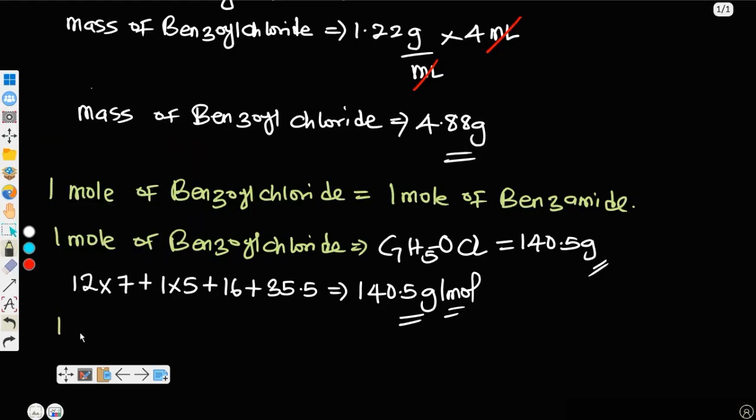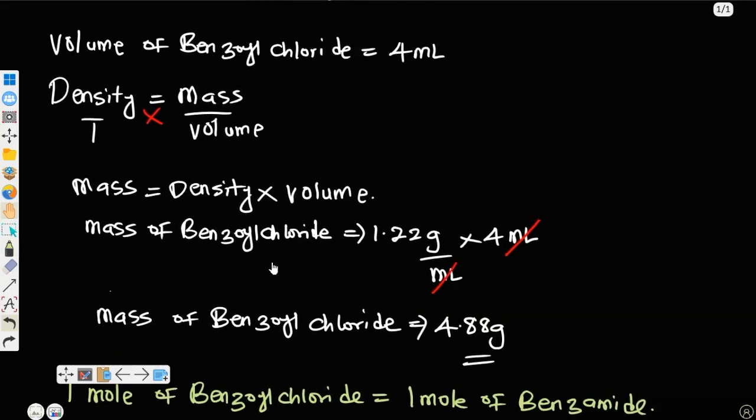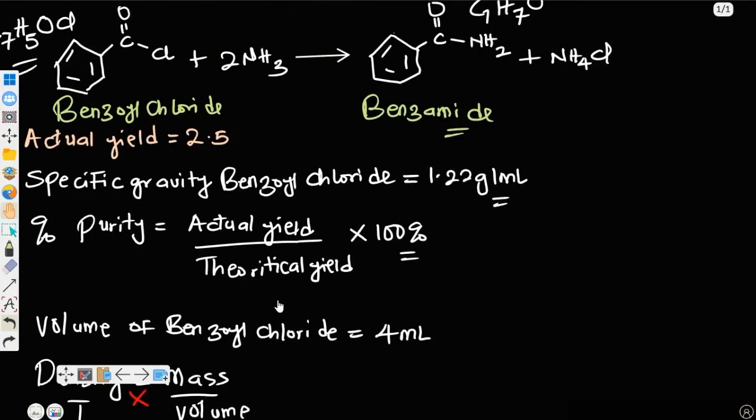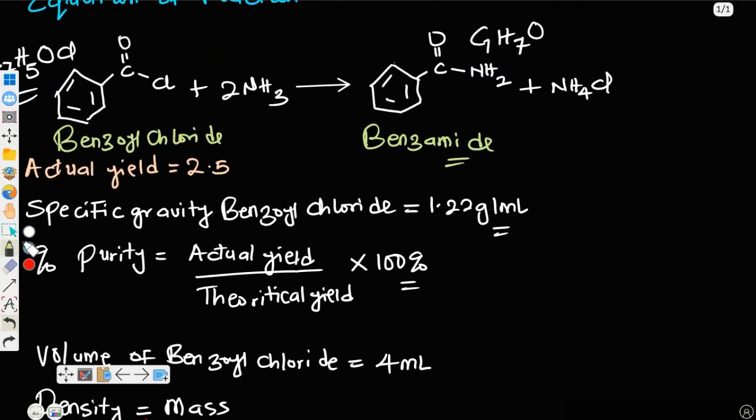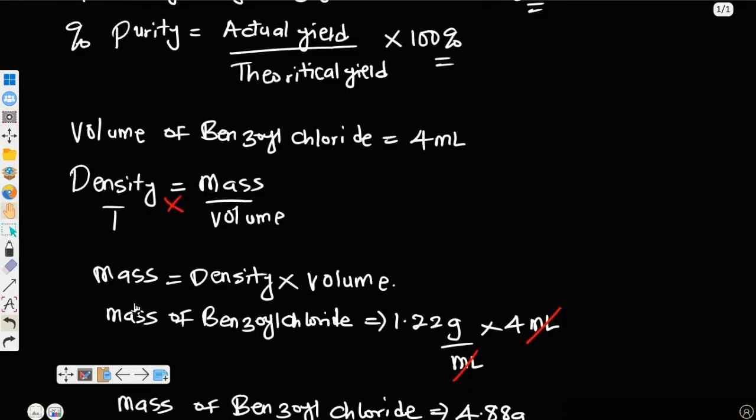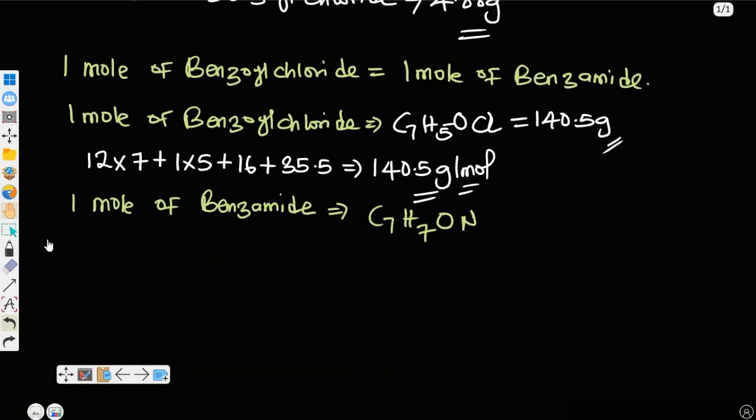What is the mass of 1 mole of benzamide? It is C7H7O, and there you have N also. I didn't indicate the N here, but you have a nitrogen atom, so we are supposed to have N here. So we come here and also indicate that.